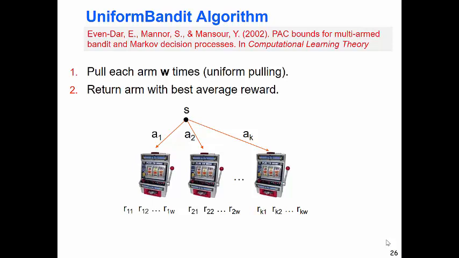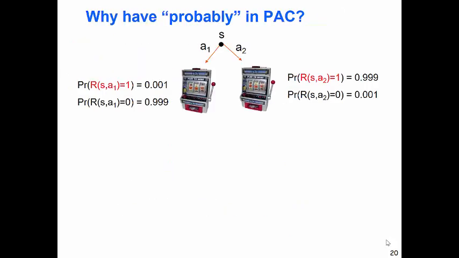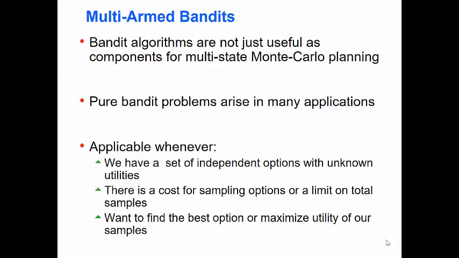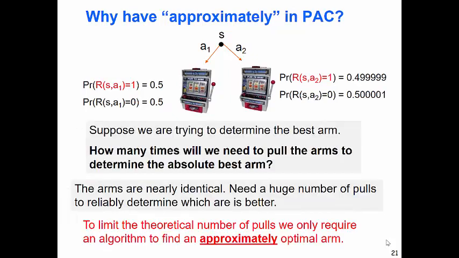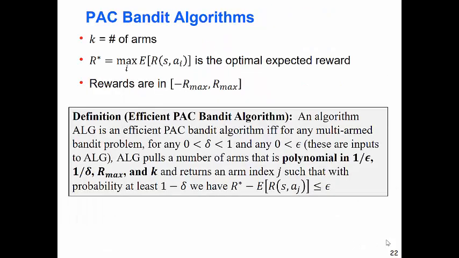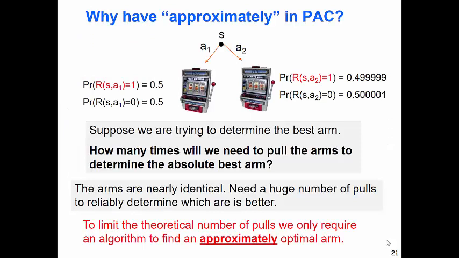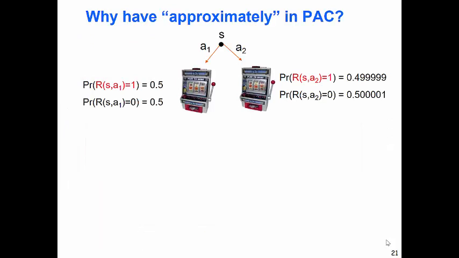objectives, and the first objective was this PAC objective, which I'm not going to go through in detail, but it was a big, long definition. And it had this probably approximately correct aspect to it. And we talked about, why do we have an approximately?